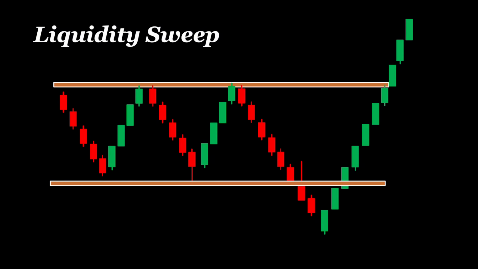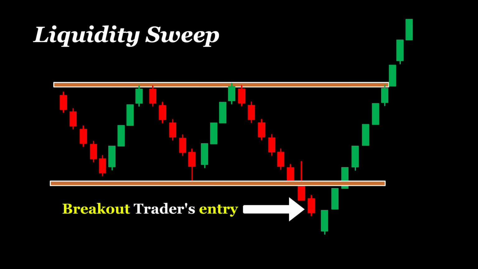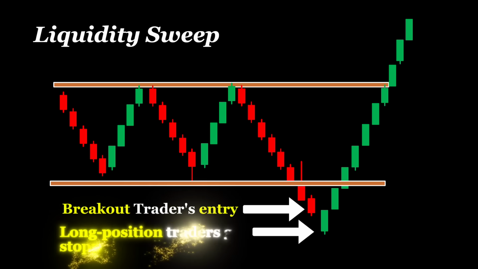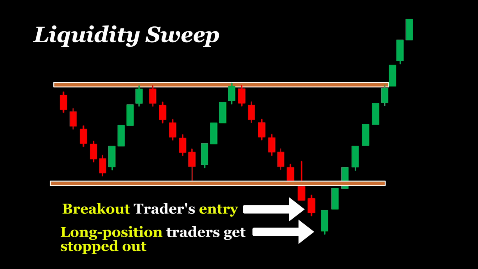Here's the psychology behind it. Retail breakout sellers believe the market is about to crash, so they enter short positions. Traders holding long positions get stopped out, as their stops sit just below support. Smart money uses this pool of liquidity to fill their own positions at the best possible price. Once that liquidity is captured, the market reveals its true intention. Price usually explodes in the opposite direction. This is called the acceleration phase, the powerful move that follows the trap.